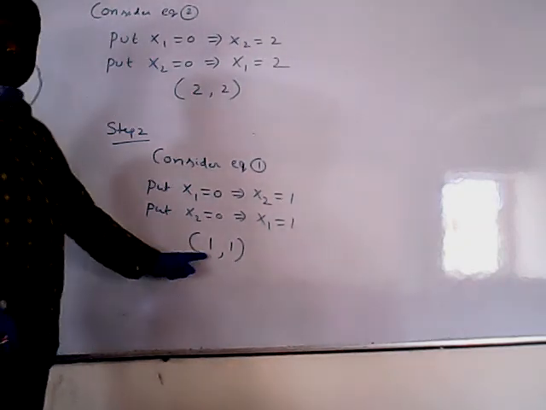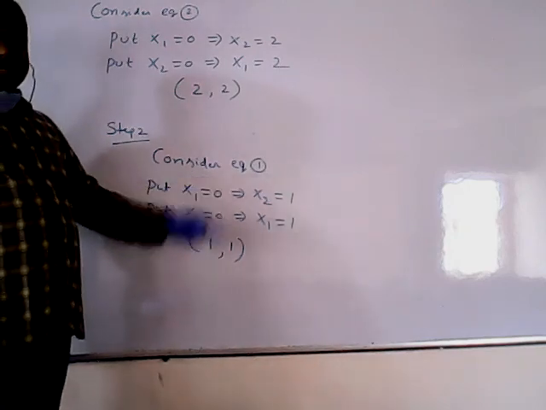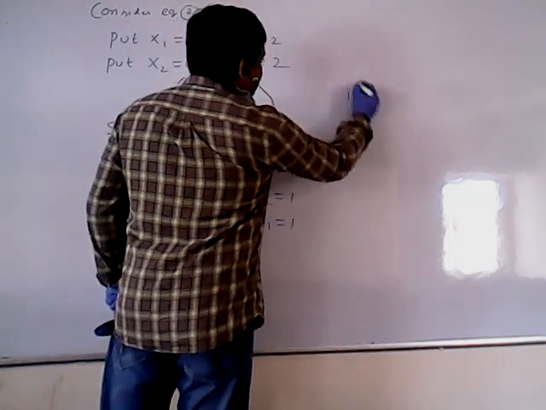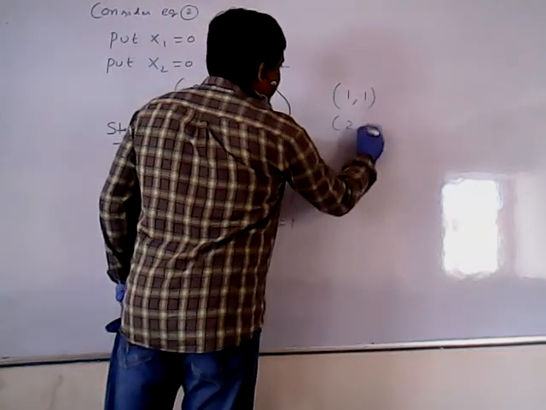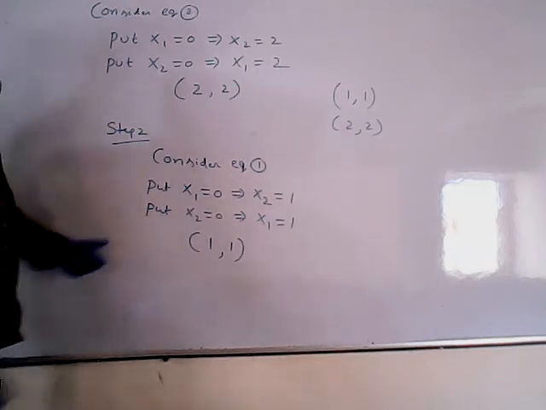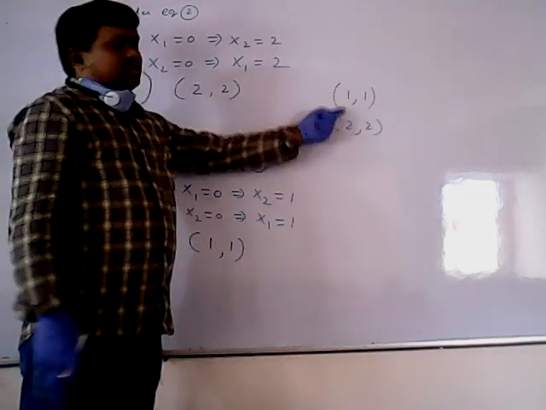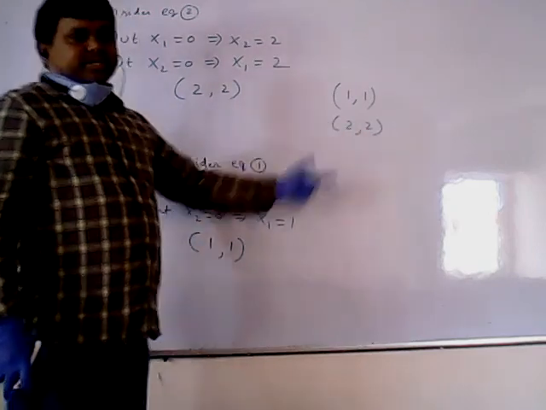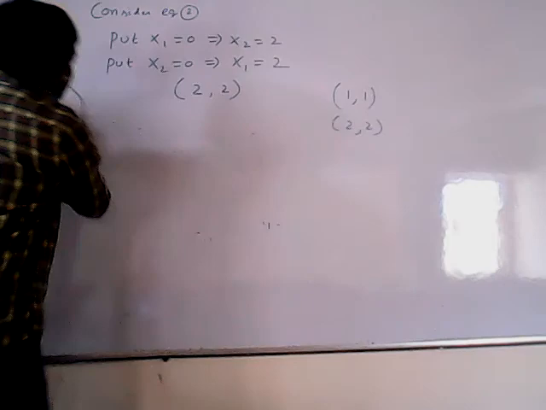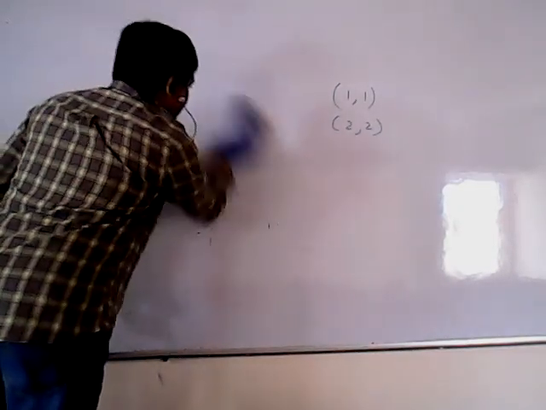Now I know 1, comma 1 is the first point and 2, comma 2 is the second point. Now I know the points, I can draw the graph. I think all of you understood. The scale we have to take is 1, 2; the highest value is 2, so the scale is up to 2. Draw the graph: x axis, y axis, x1 axis, x2 axis.